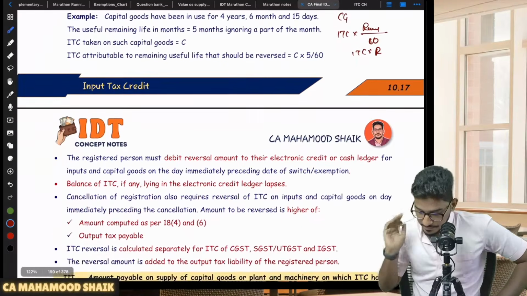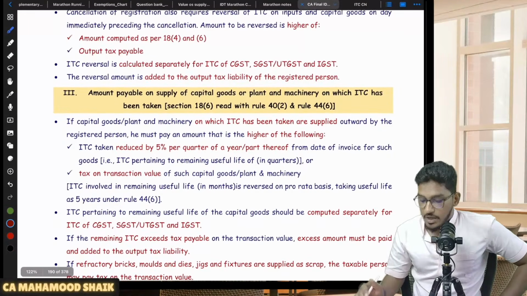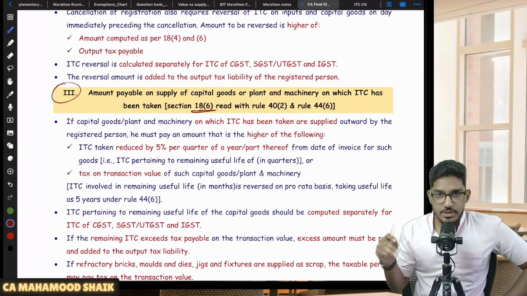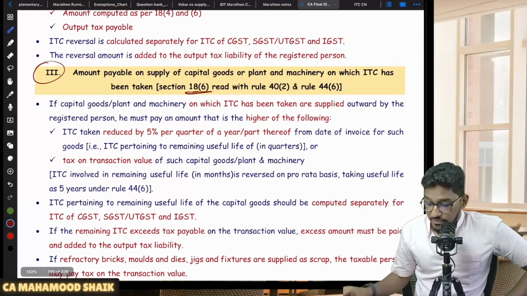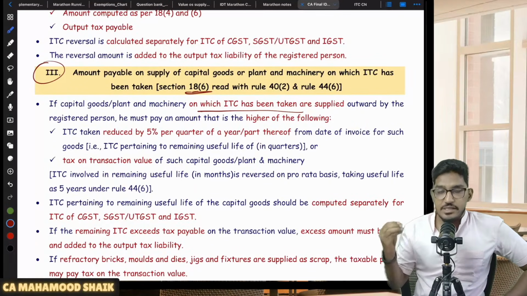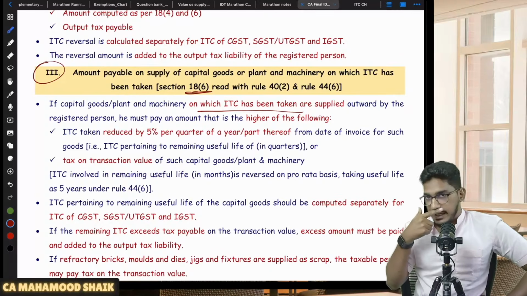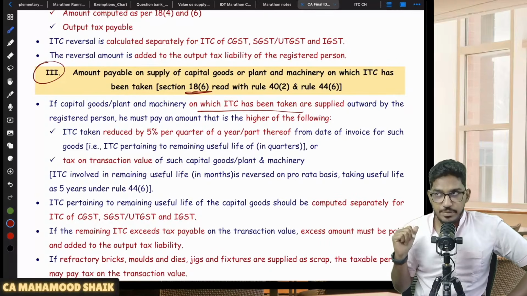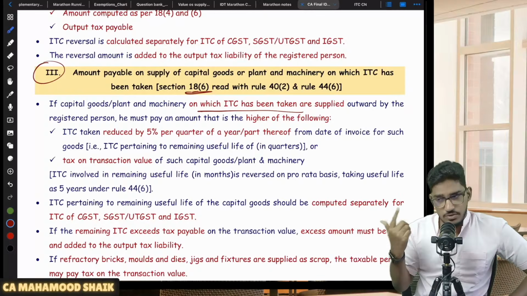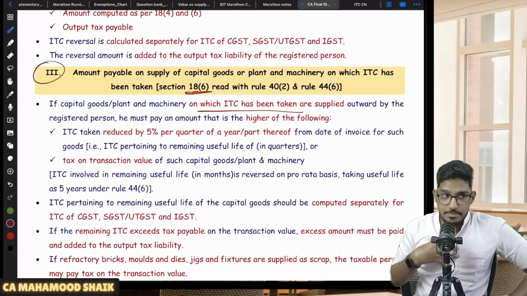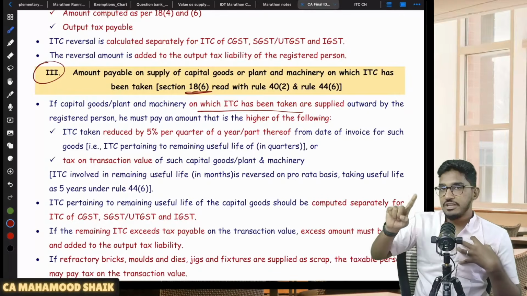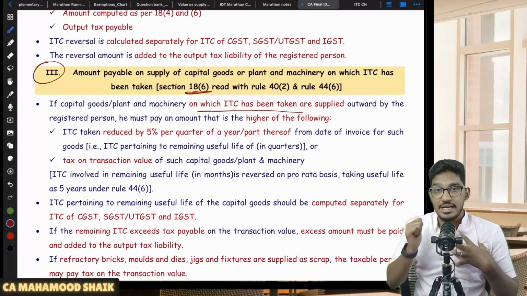Let us see what else is there. One more point is there: 18 subsection 6. Sir, what is 18 subsection 6? This is a special provision which says, in case you are selling the capital goods on which you have availed the input tax credit, how much amount of GST are you required to pay? Even supply of capital goods is also a supply. So in case you have purchased a capital good, at the time when you purchased it you availed ITC. Thereafter, if you are selling that capital good, how much are you required to pay?